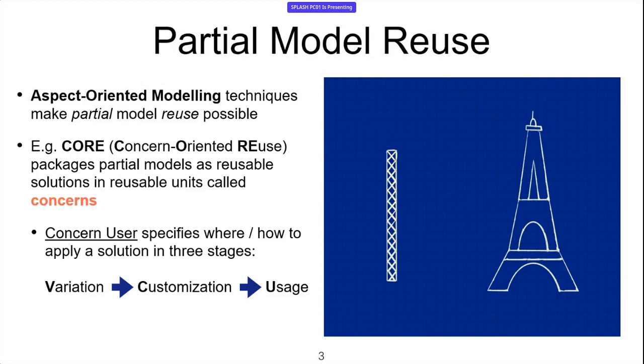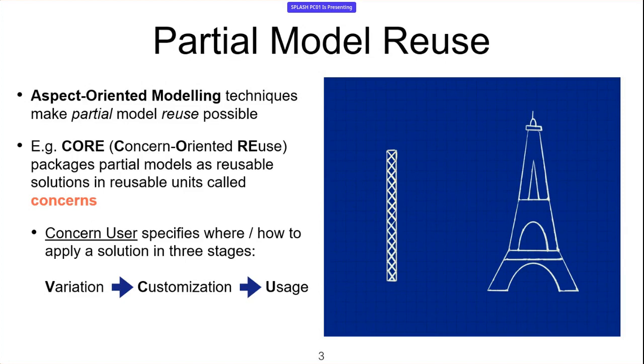And for doing that, we have these three interfaces. One is called the variation interface, where the user picks one of the variants of the concern that is the most appropriate for his specific needs. And then there's a customization interface where the concern user can adapt the variant that he picked to the specific reuse context. So I try to illustrate it here with a picture.